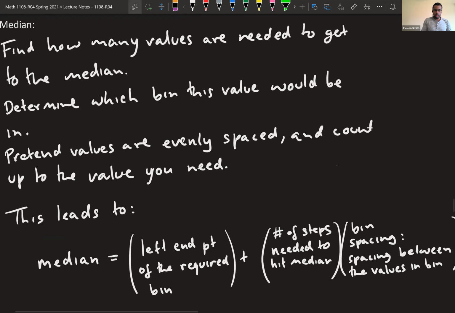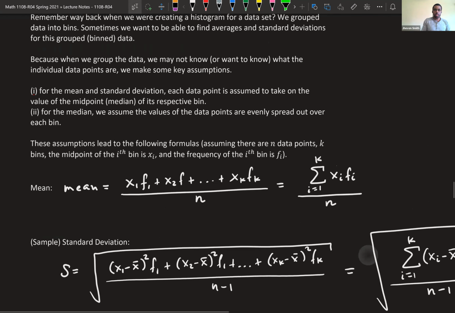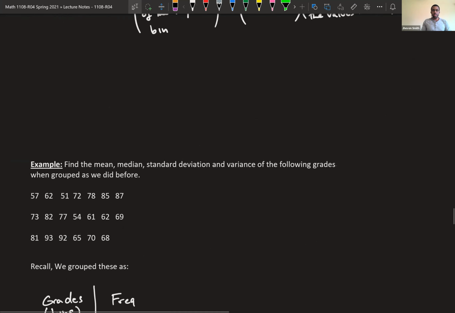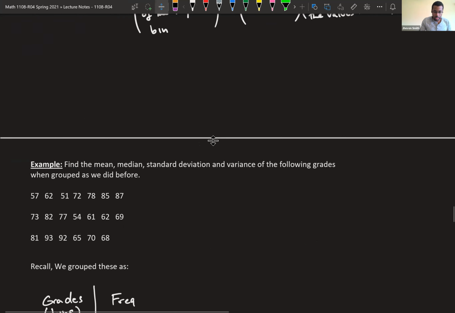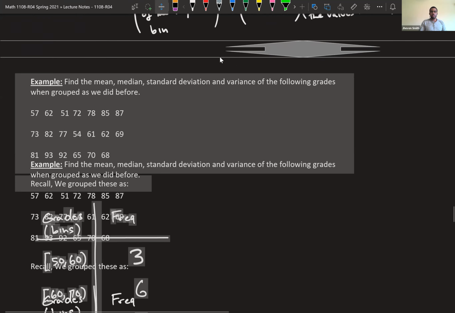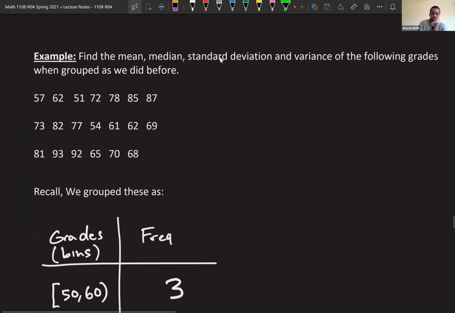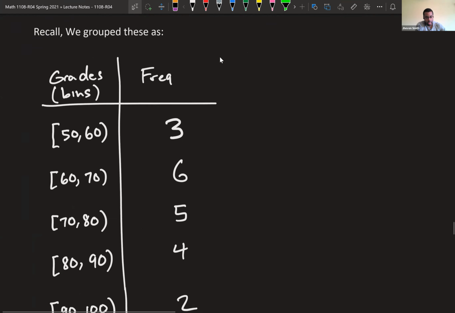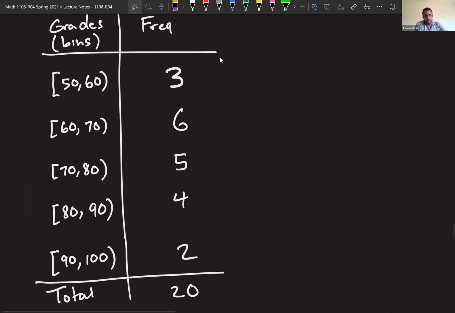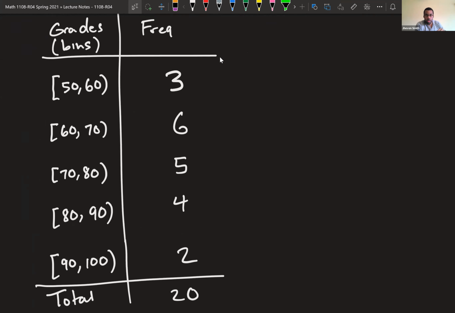Okay. Now again, these might look confusing at first, but let's actually do an example so you can see how this would work. So this is an old example. I think we're still within a lecture, but we'll see when I'm done. So we've seen this example before. This was the list of 20 grades, and we grouped them like this. We used that to draw a histogram. So we're not going to do that now.